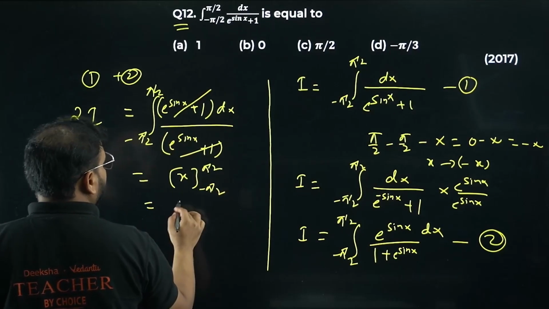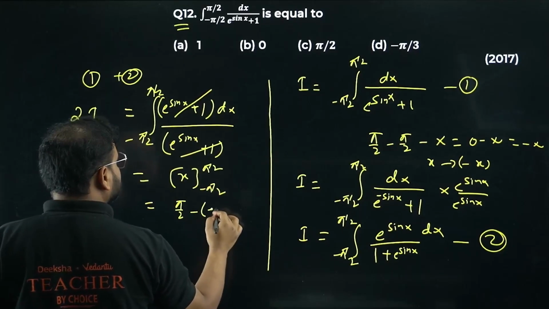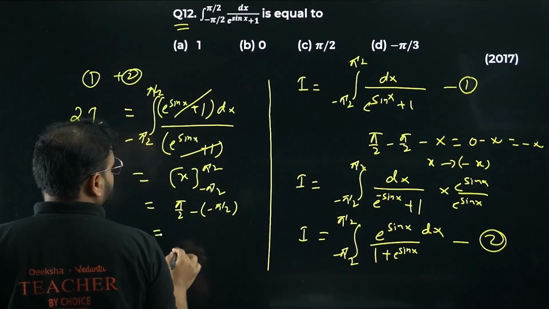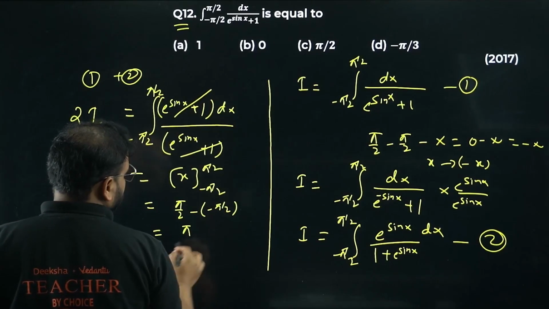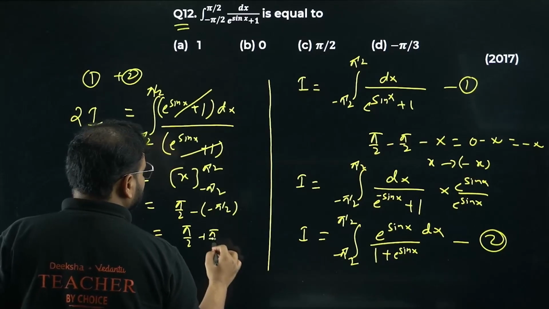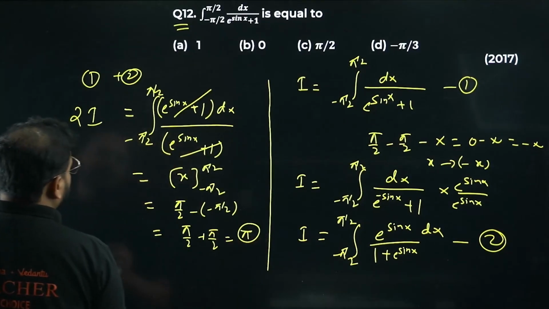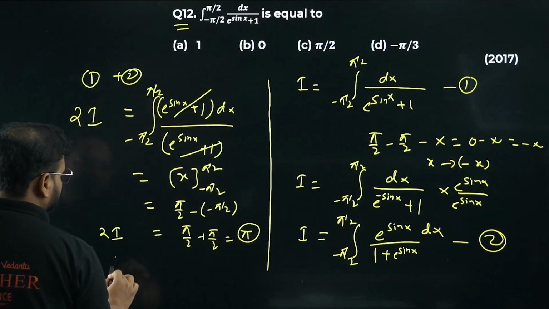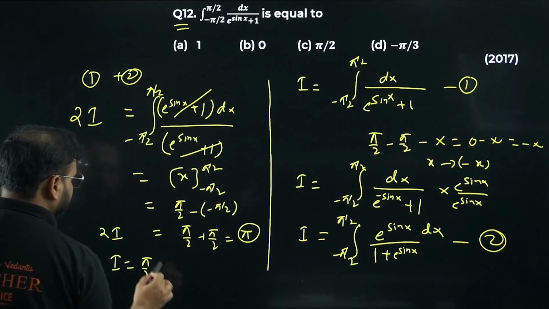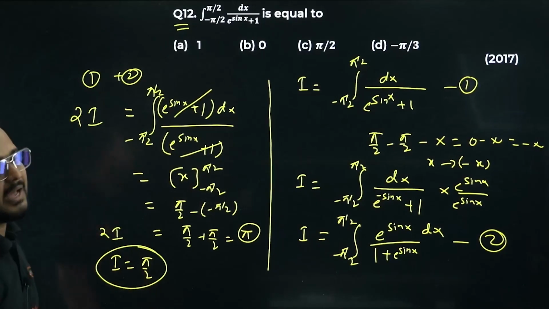Answer will be pi by 2 minus of minus pi by 2. Okay, so basically pi by 2 plus pi by 2. How much is that? Simply pi. Okay, simply pi. This is your 2i, right? So I get I value as pi by 2. I value as pi by 2.